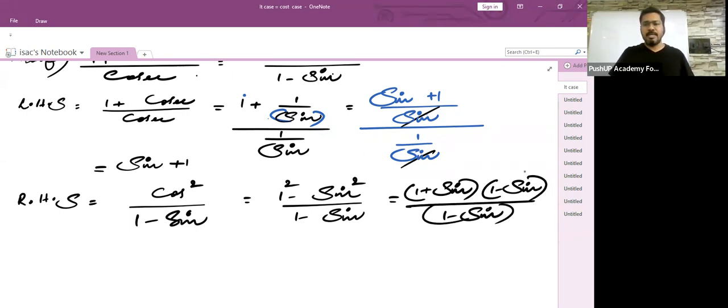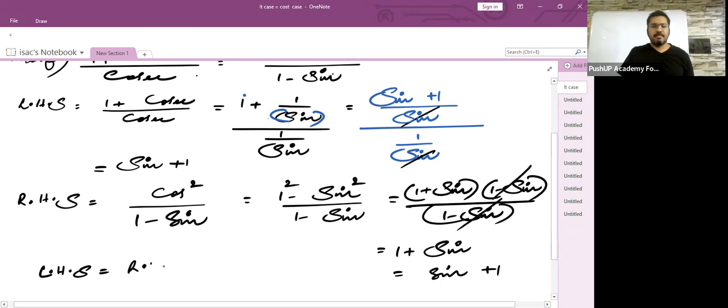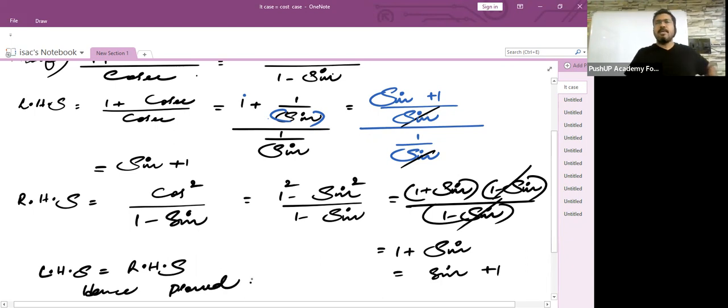Okay. So what will happen next? 1 minus sine will get eliminated. You get 1 plus sine. 1 plus sine is nothing but sine plus 1, isn't it? Are we getting the LHS and RHS the same? Yes. So you can write LHS is equal to RHS, hence proved. Okay, hence proved. Ready? First bench. Good evening. LHS is equal to RHS, hence proved.